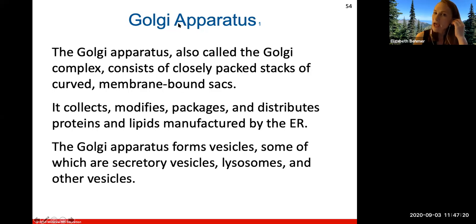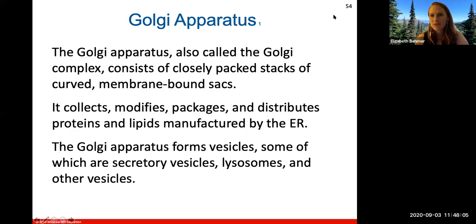Then we get to the Golgi apparatus, sometimes called the Golgi complex or just the Golgi. It also consists of closely packed stacks of curved membrane-bound sacs or flattened tubules. Your Golgi apparatus collects, modifies, packages, and distributes proteins and lipids manufactured by your endoplasmic reticulum. Remember, the rough ER had to do with creating proteins, and the smooth ER helped to create lipids. When lipids or proteins are made by the ER, they get sent off to the Golgi, and the Golgi collects them, modifies them, puts them in a nice little package, and then distributes them.